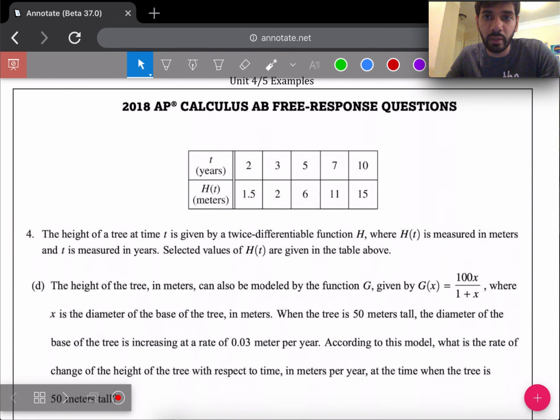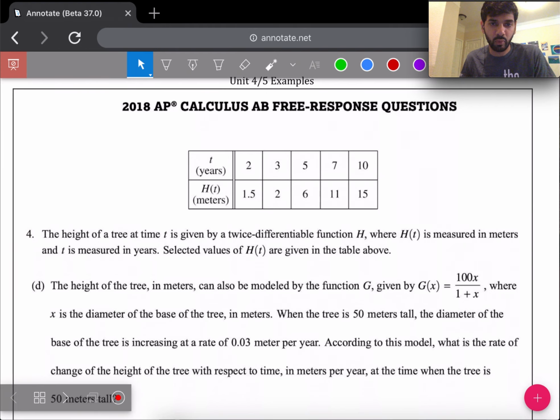Alright, in this video I will be working the Unit 4/5 FRQ examples from the FRQ packet. So this first problem on the packet is number 4 from 2018. At this time, just go ahead and pause it, read the question. I'll mostly just focus on the solutions in this packet.